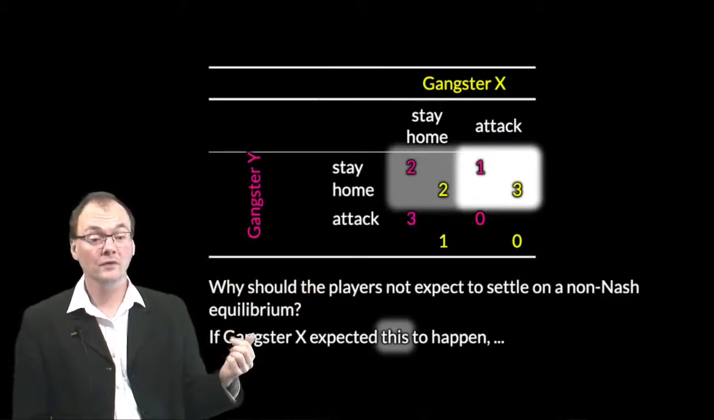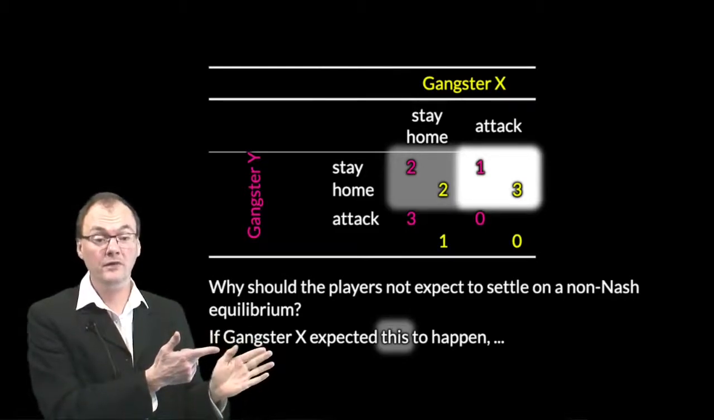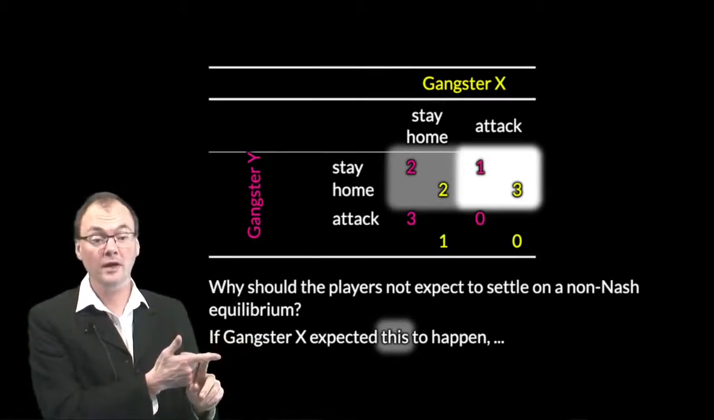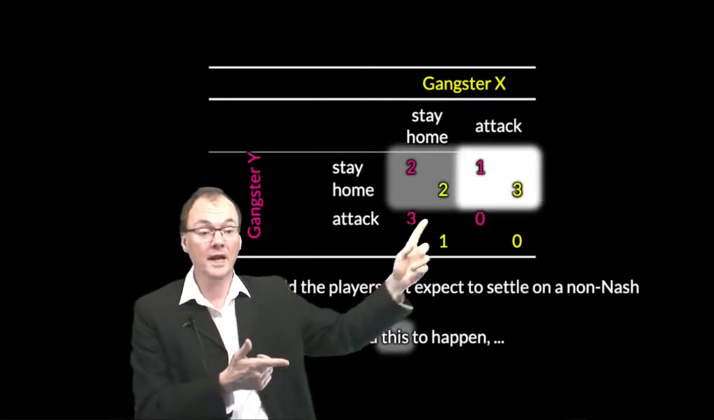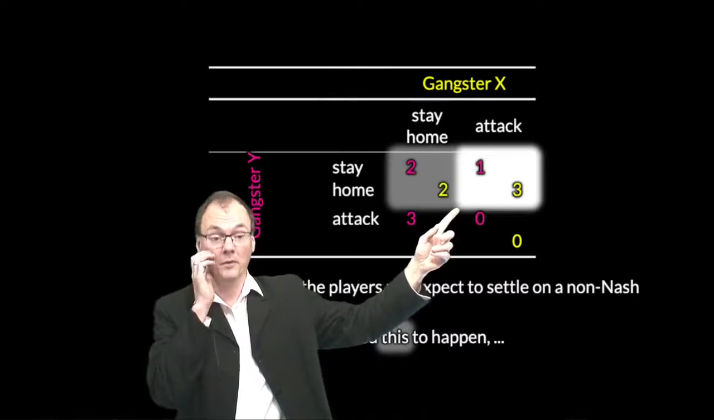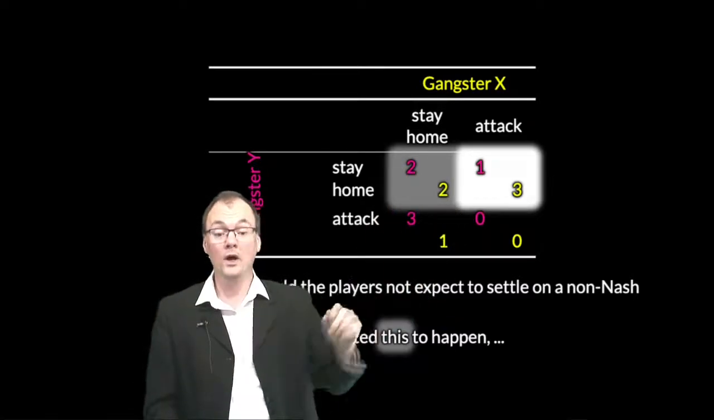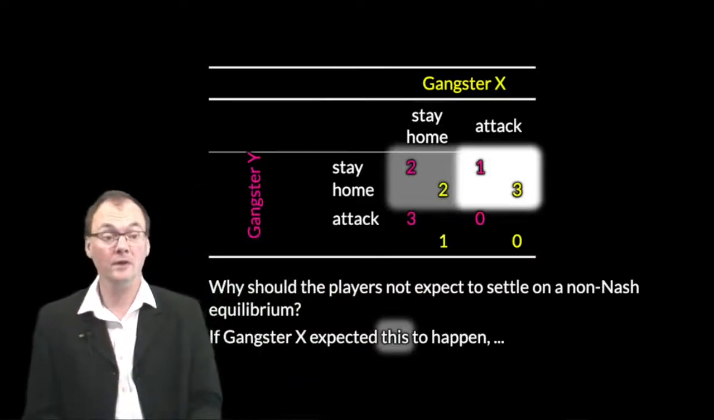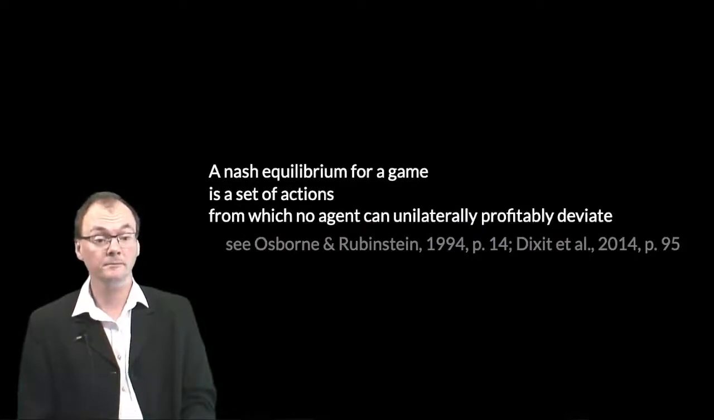But of course, Gangster Y is fully aware of the structure of the game, and this is just reasoning about what would be rational. So Gangster Y, if Gangster Y expected this to happen, would also expect X to attack. But that would be a very, very bad situation. So Gangster Y would want something different as well. The stay-at-home option would not be a good one for Gangster Y.